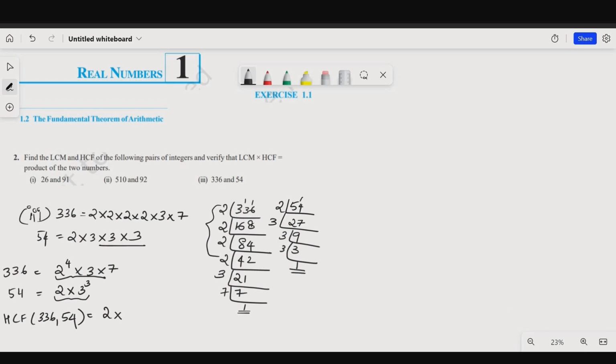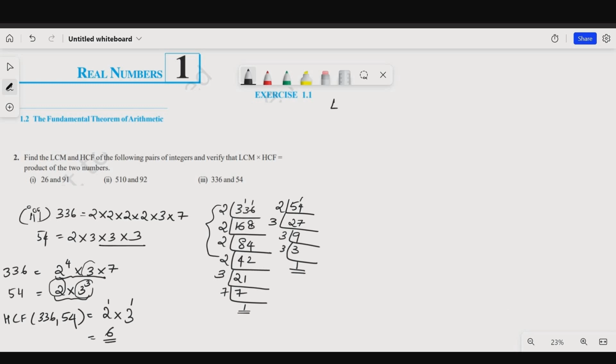So HCF means it's a product of the smallest power. From here it is 2. Here it is 2 raised to 4. So the smallest power is 2 raised to 1. In 3, if we check here, it is 3 raised to 3. Here it is just 3. So the smallest power is 3 raised to 1. So the product of the smallest power of each common prime factor in the numbers, the value is 6. So the HCF of 336, 54 is 6.